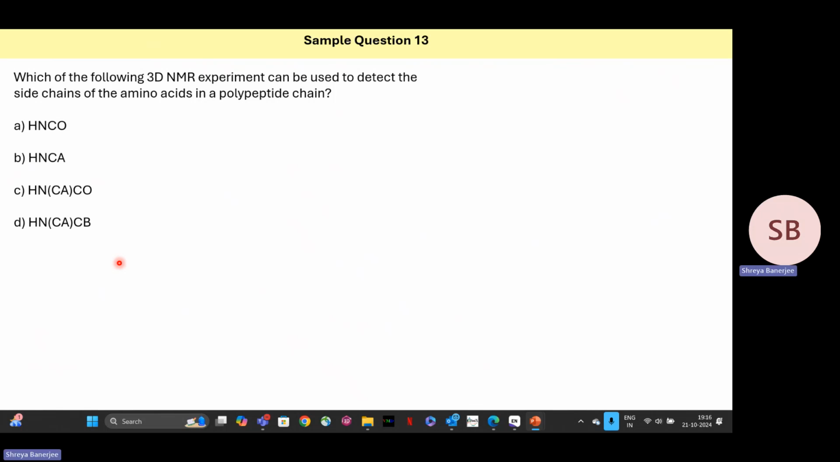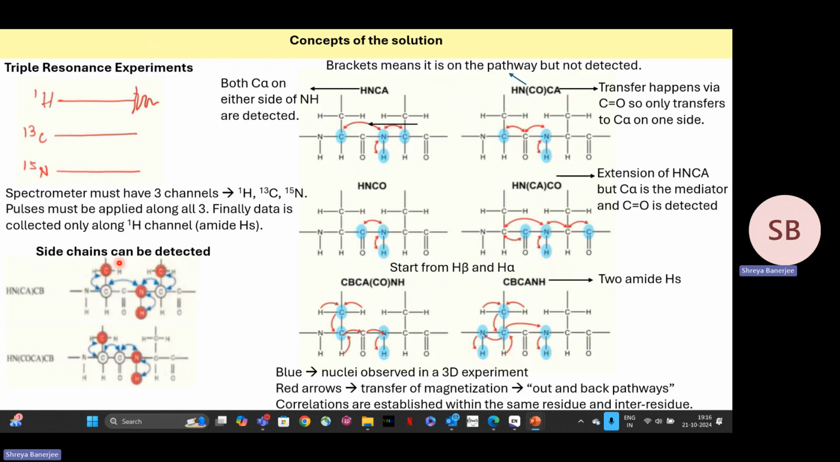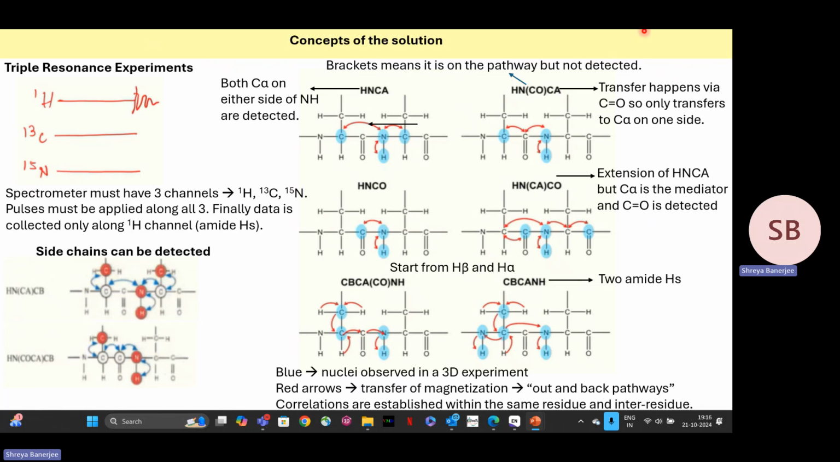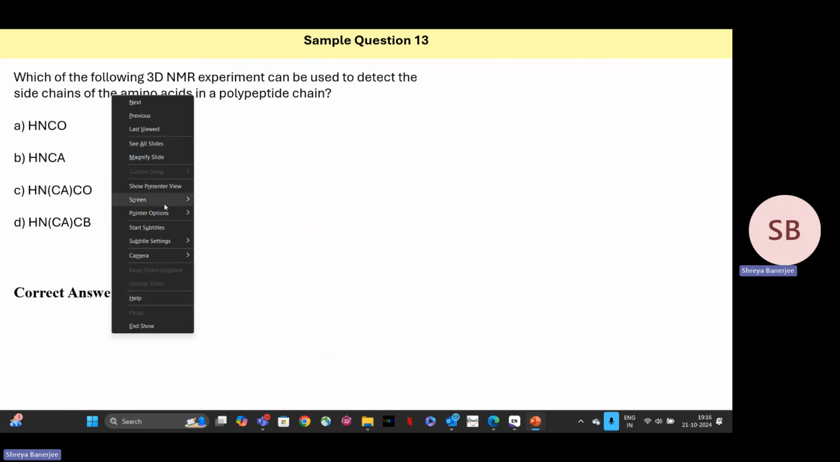Next, the question is asking, which of the following 3D NMR experiments can be used to detect the side chain of the amino acid in a polypeptide chain? If we look at the different 3D NMR experiments, the first option is HNCO. In HNCO, you start from the amide hydrogen, magnetization is transferred to nitrogen, and from nitrogen it goes to the carbonyl. So it does not go to the side chain of the amino acid, it is only in the backbone. So HNCO is cancelled out.